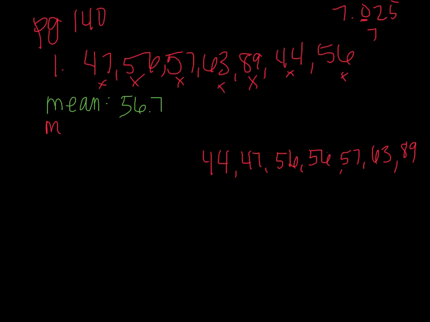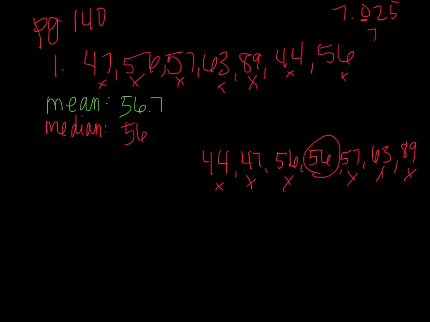Let's write median here. Okay, so cross off, cross off, cross off, cross off, cross off, cross off. Boom, we're left with a median of 56. Okay, so again, this needs to be shown in your work.